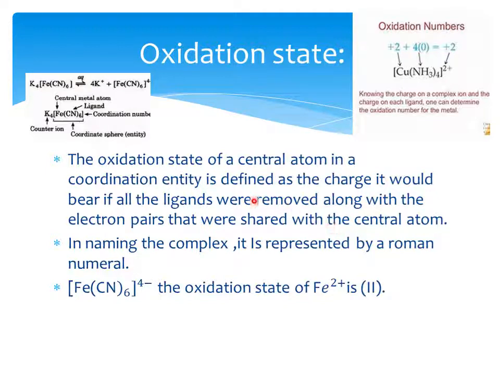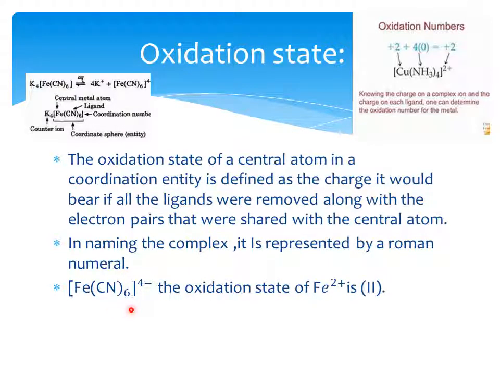You know that normally a coordination compound is formed between a Lewis acid and a Lewis base. Each Lewis base shares one lone pair of electrons with the central metal ion. When all the lone pairs of electrons shared by the ligands are removed, the charge gained by the central metal ion is called the oxidation state. In naming the complex, this oxidation state is always represented in a Roman numeral.